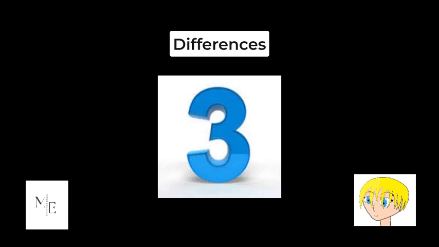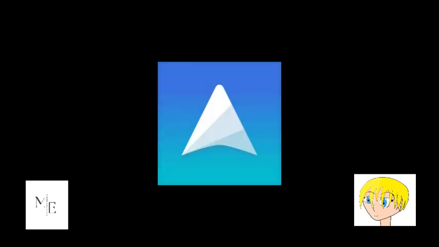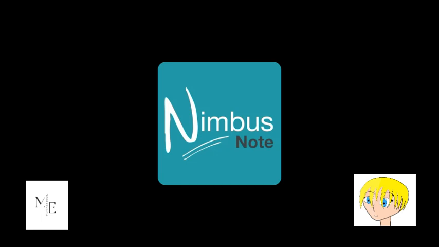3 key differences, though, include UpNote has a rich text editor with lots of options you can see at the bottom of the screen. The second thing I'd like to point out is that UpNote does a much better job at importing all notes and attachments. Nimbus Note, I actually had some missing data within notes and actually missing attachments as well.